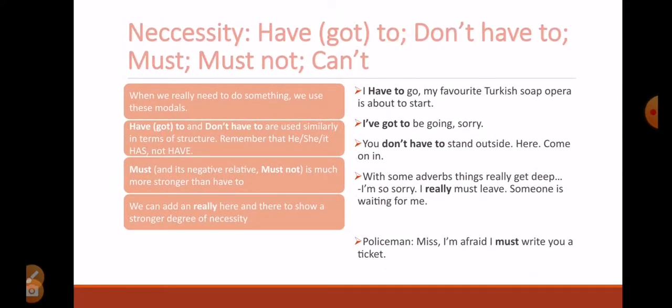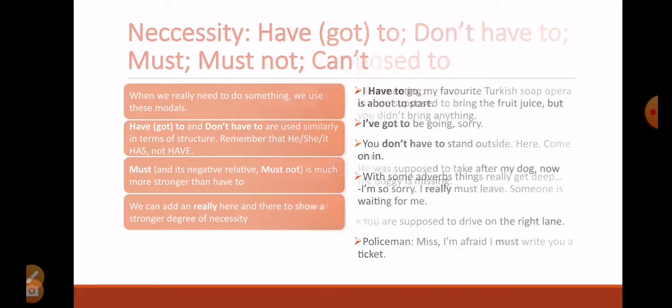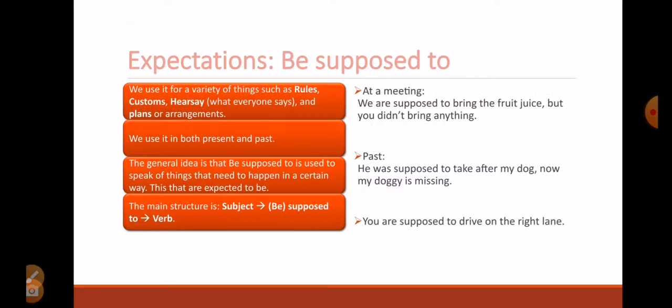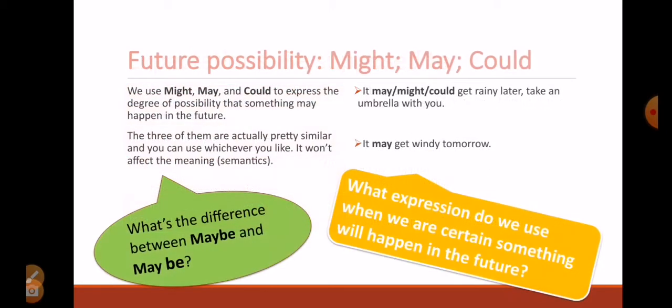For necessity, when something is very important to be done, you can use have to or have got to, don't have to in the negative, must or must not, and can't. Okay, you can read the examples again later on slowly in order to revise the unit. For expectations, we use be supposed to. I'm not gonna waste a lot of time on this slide because you don't have it in your unit, but you can just read it for general information.